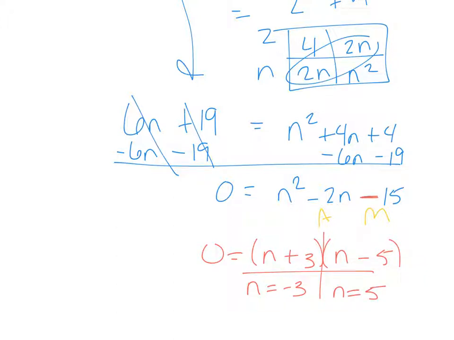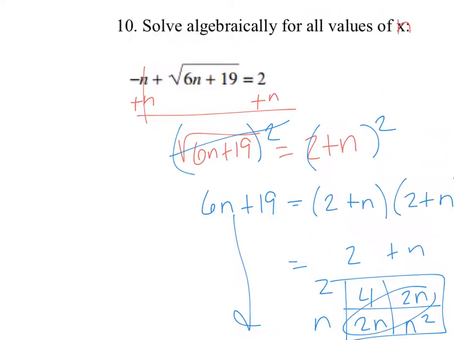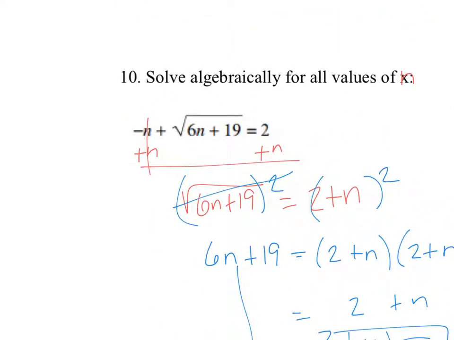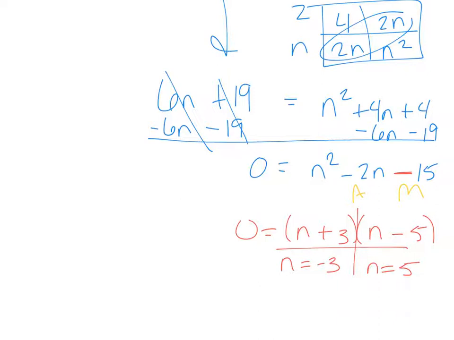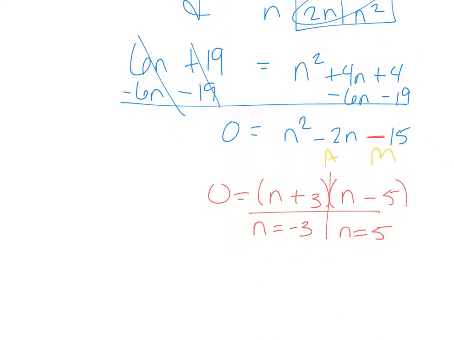Now you do have to check your answers to see if you have extraneous solutions. You will plug them into the original. You can use either your calculator or do it by hand. I put this in my calculator by putting the left side into y1 and the right side into y2. And what I found out was that I needed to reject negative 3. He was extraneous. He did not satisfy the original equation, and n equals 5.